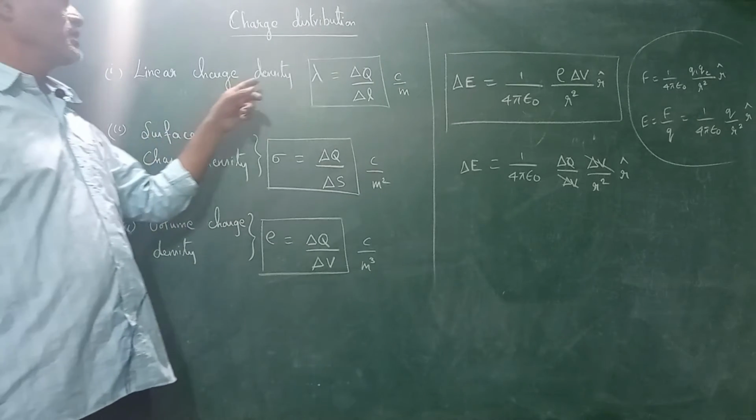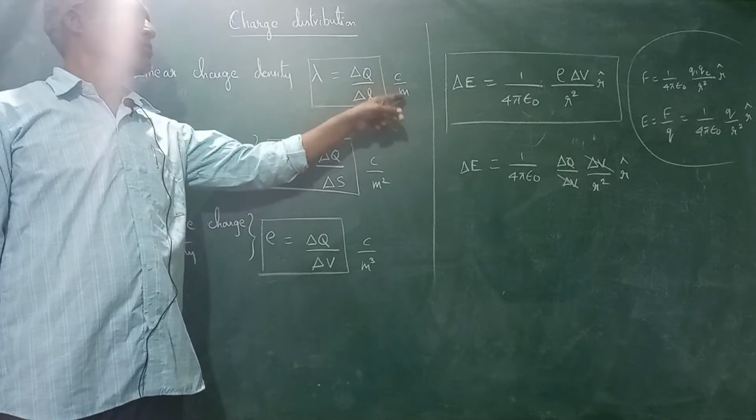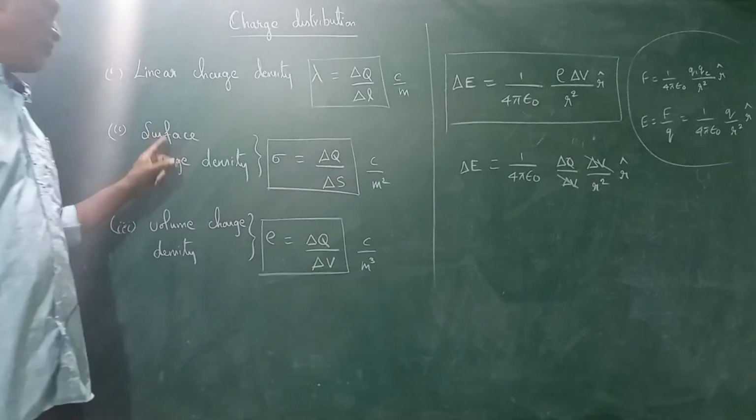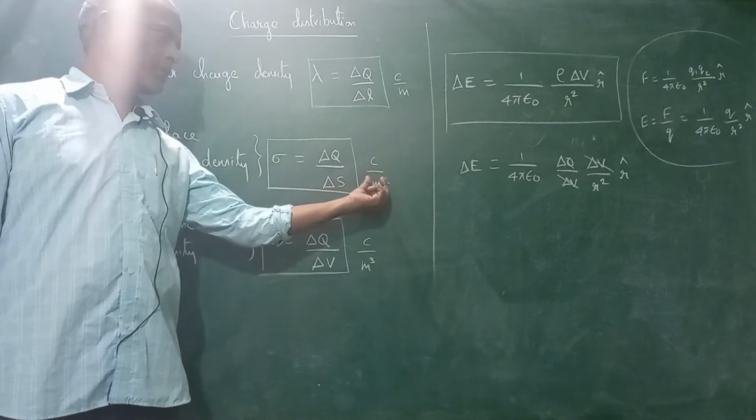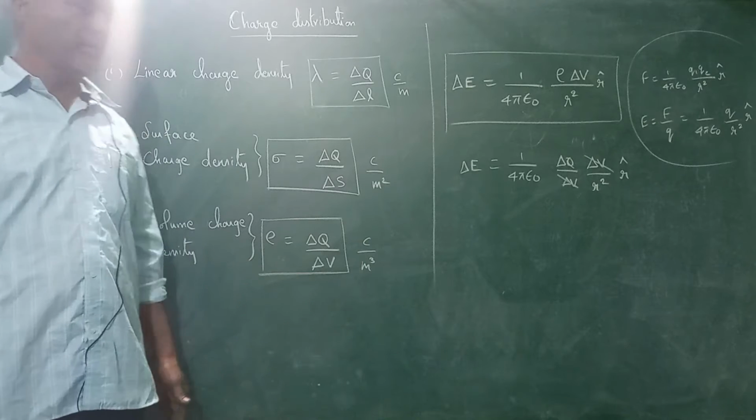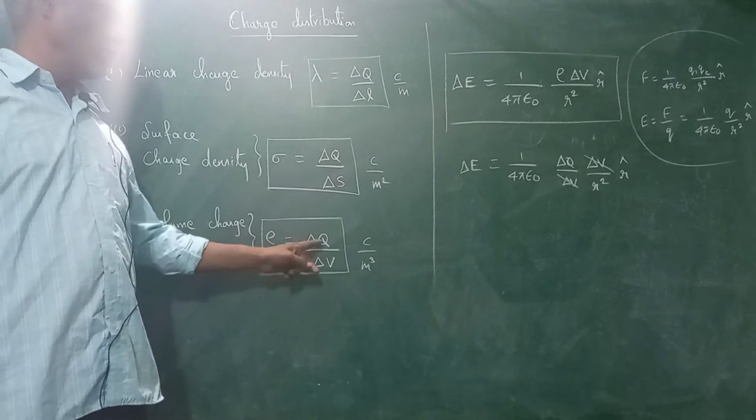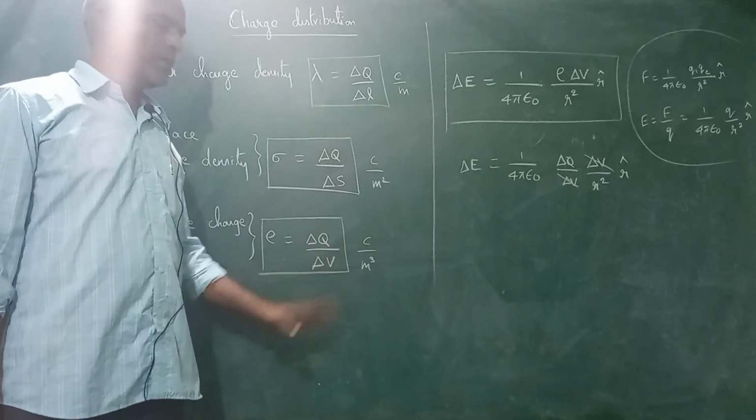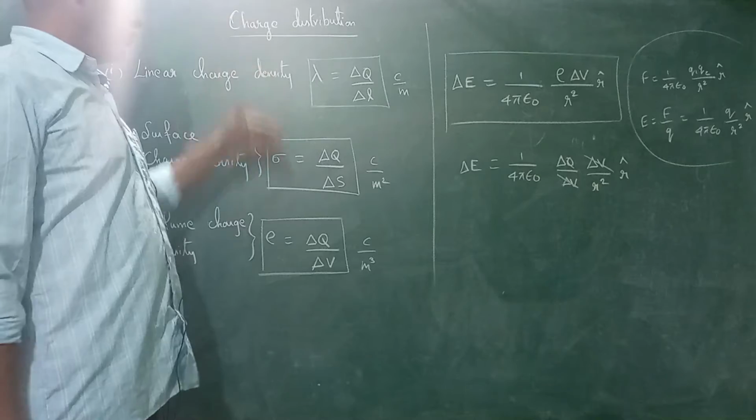That is, linear charge density lambda is equal to del Q by del L, which is coulombs per meter. Surface charge density is del Q by del S, which is coulomb per meter square. Del S is the area. Then volume charge density is rho, which is equal to del Q by del V, which is coulomb per meter cube. So how to view these three equations?